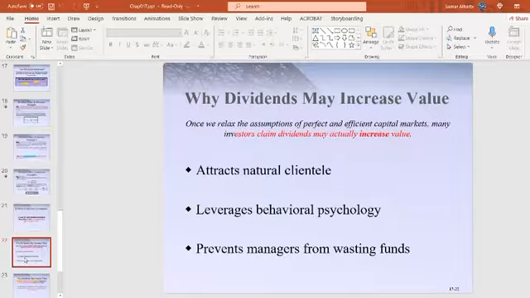Many people like dividends and think of them as an income. Imagine if you have 100,000 shares and they distribute $1, you will have $100,000 every year. So you consider it as an income. Also, distributing dividends prevents managers from wasting funds. Before, we learned that managers sometimes misuse the cash if they have too much cash, right? So it's better to distribute it. This will reduce manager misbehavior. So these are the reasons why dividends may increase the value of the company.